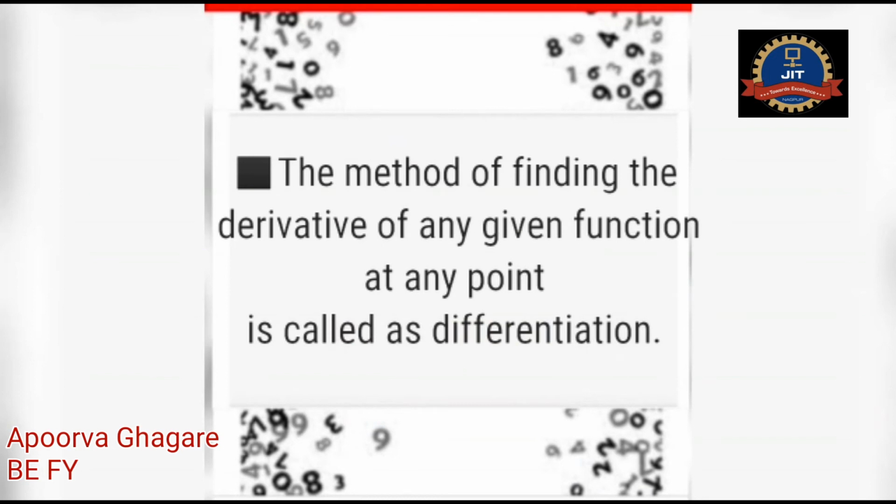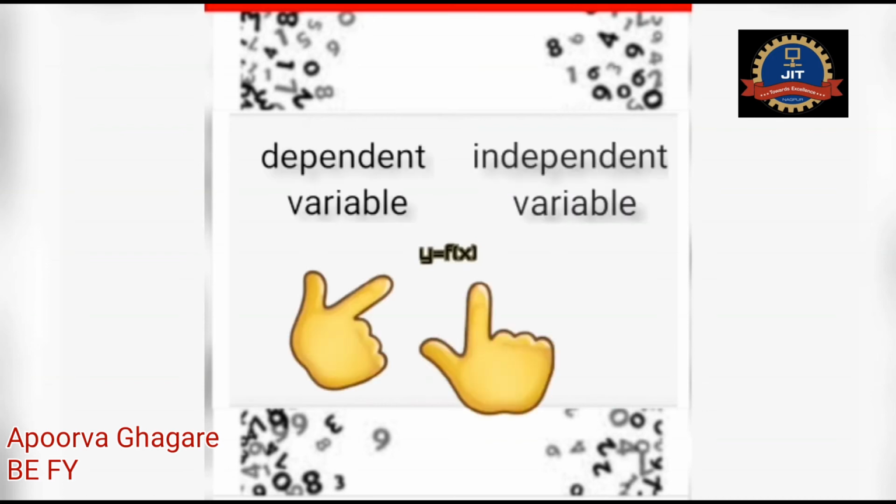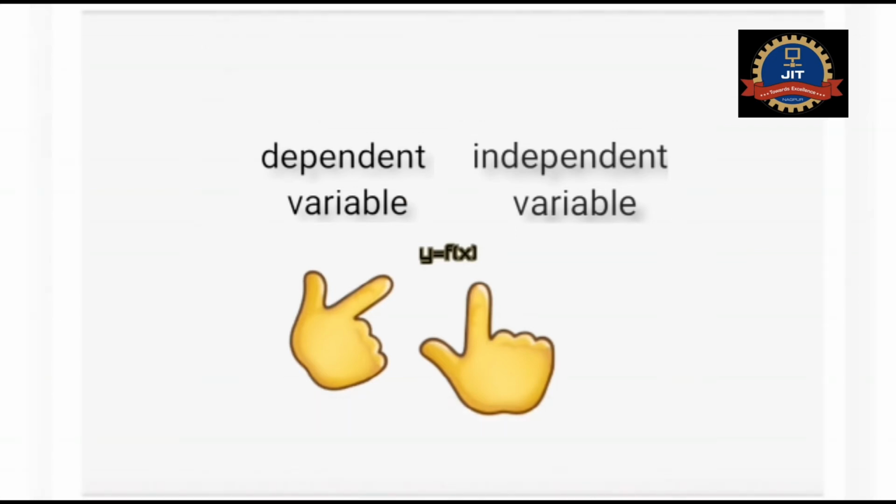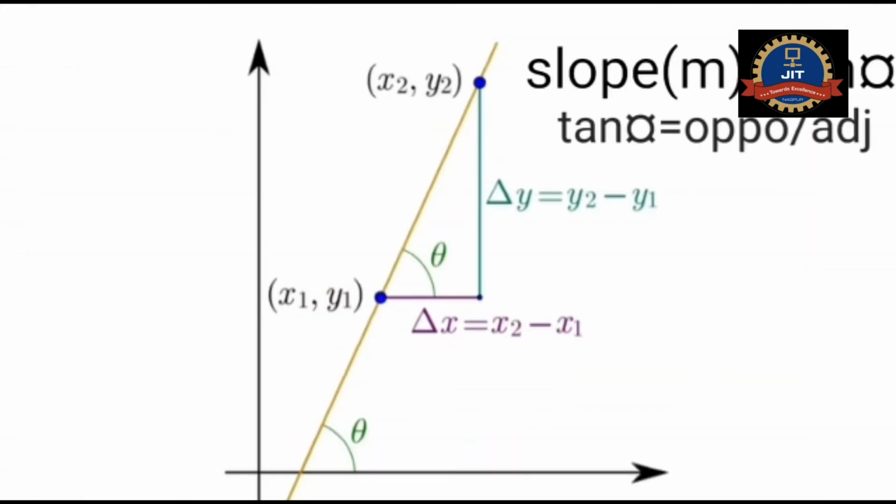Differentiation is a method of finding the derivative of a function at any point. If x is a variable and y is another variable and y is equal to f of x, then y is called the dependent variable and x is called the independent variable. Dependent variable is one which depends on another variable and independent variable is one which does not depend on another variable.